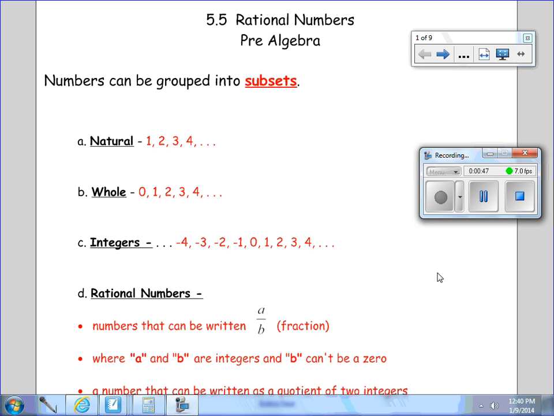Then our next subset will be rational numbers. A rational number is a number that can be written in a/b form, which I've got in parentheses as a fraction form, where a and b are integers and b can't be 0.